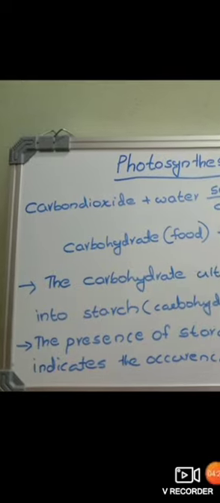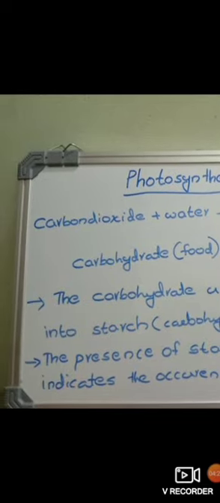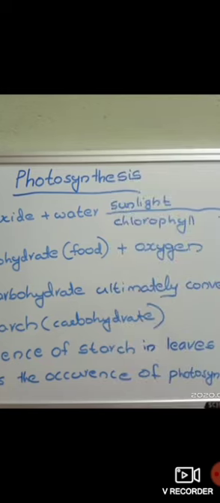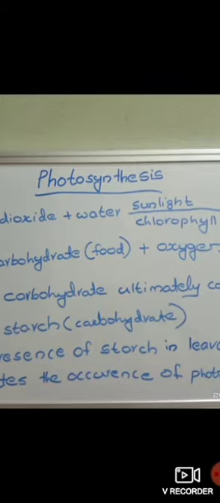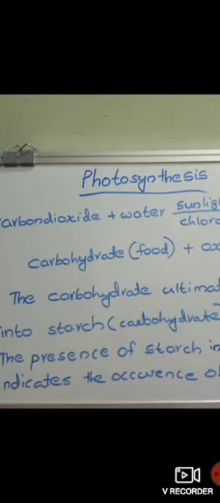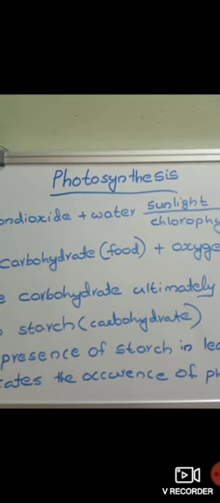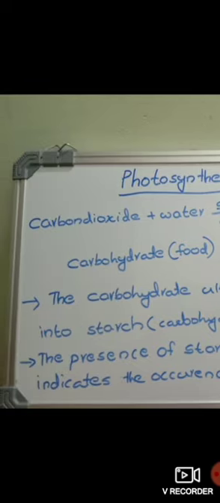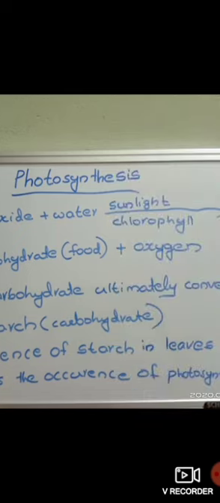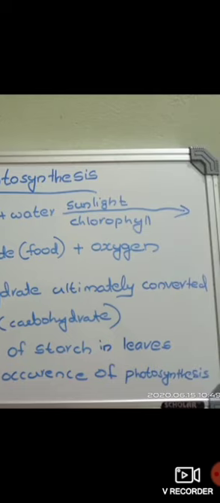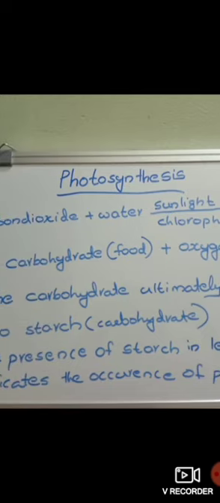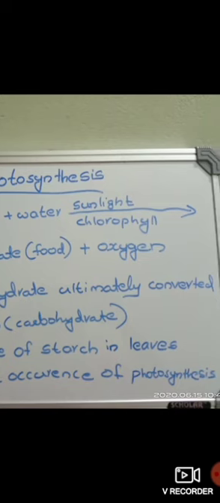Now we can represent the process of photosynthesis in this way. Carbon dioxide plus water in presence of sunlight and chlorophyll give carbohydrate or food plus oxygen.